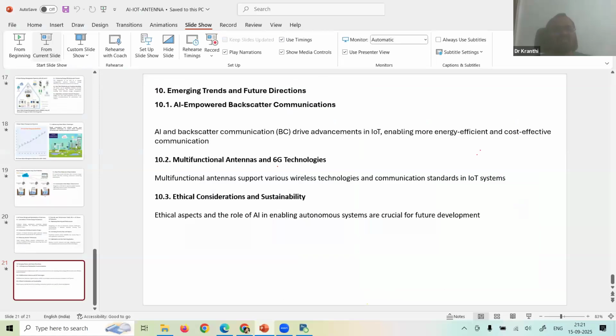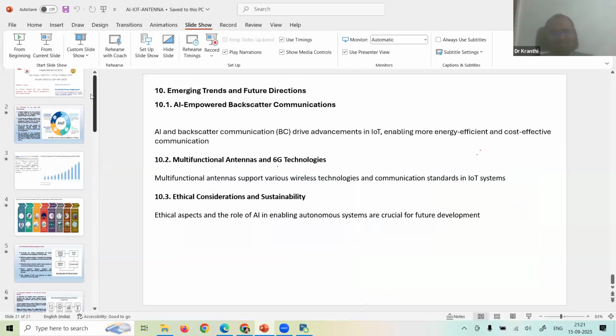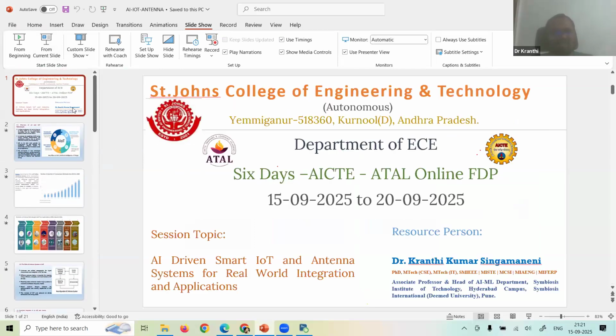So this is something about what my topic is. As you know, I started with my journey. In this one, it is all about AI-driven smart IoT antenna systems for real-world integration applications.